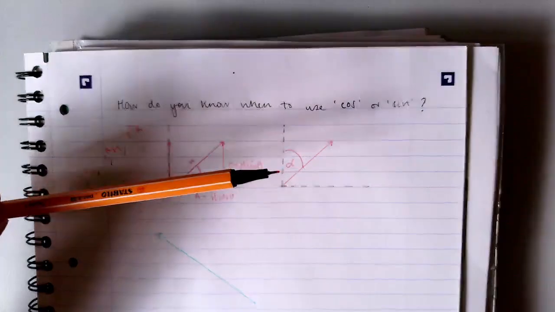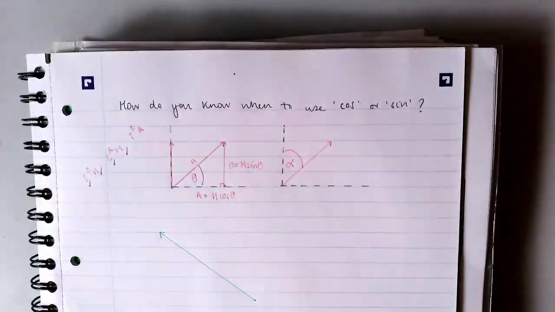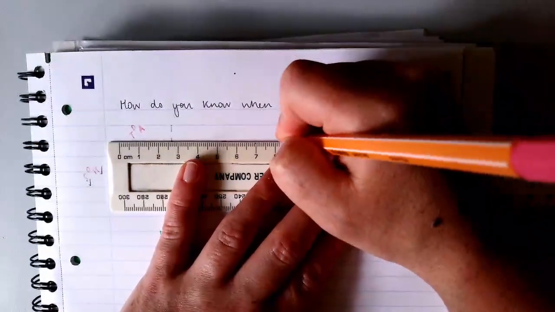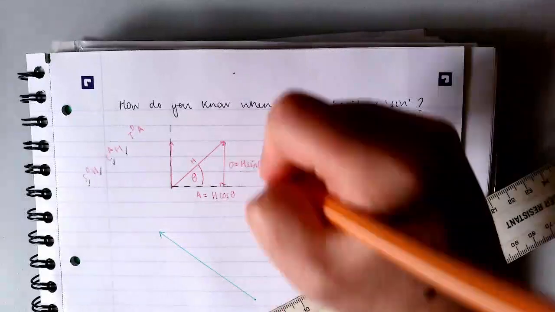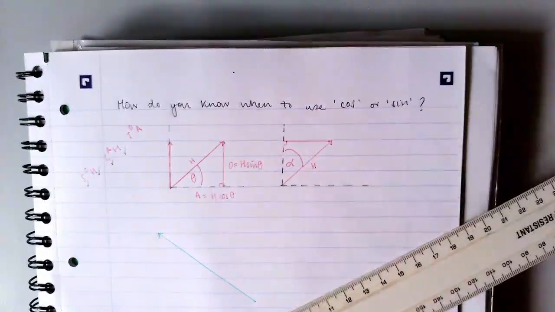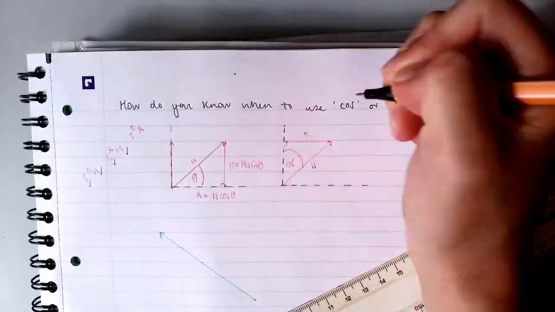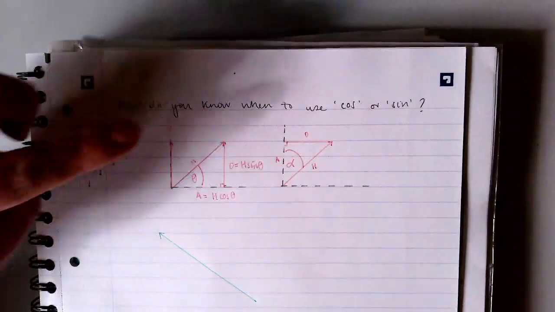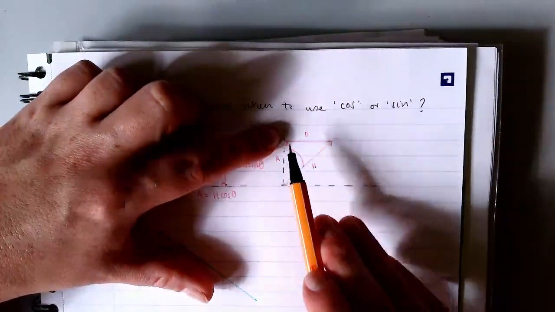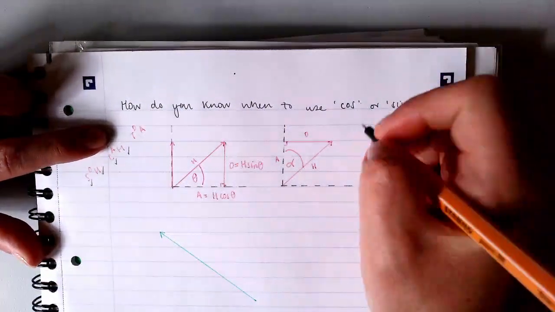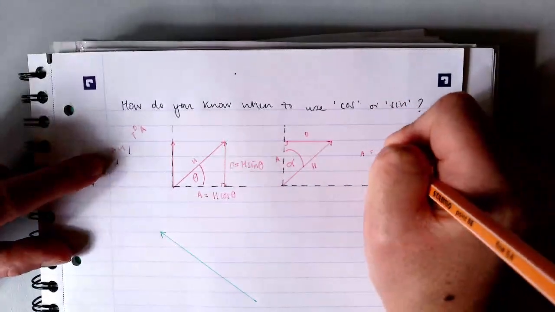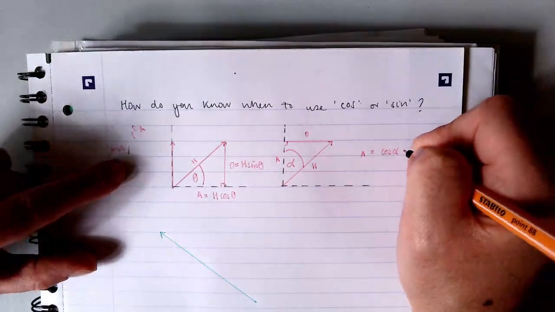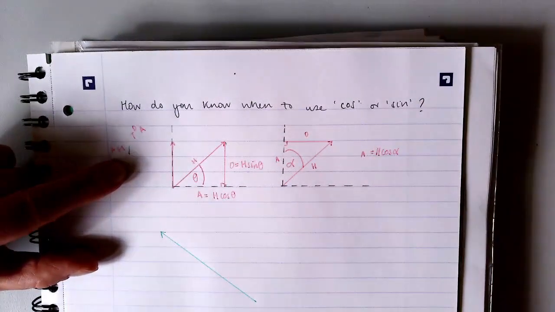Now I'm going to go again, but this time I've got a new right angle triangle. My right angle this time is going to be here. So again, I have my hypotenuse, which is my original vector. I have my opposite. I have my adjacent. Let's say I want to find my vertical component, so that's A. So A is going to be cos of the angle, which is alpha, multiplied by the hypotenuse. I'm going to put that at the front to make life easy.